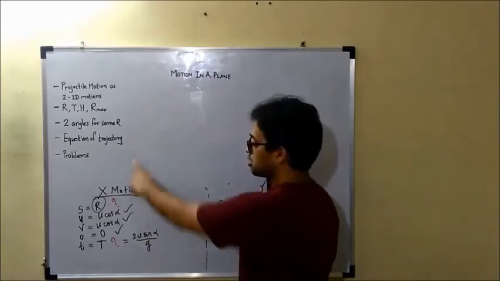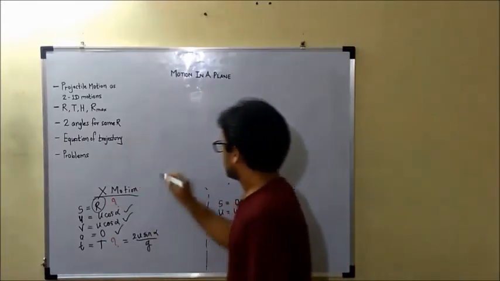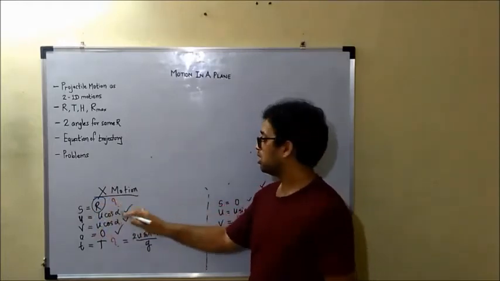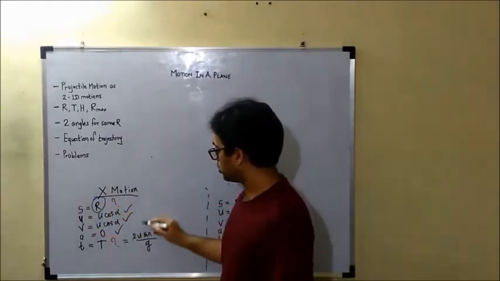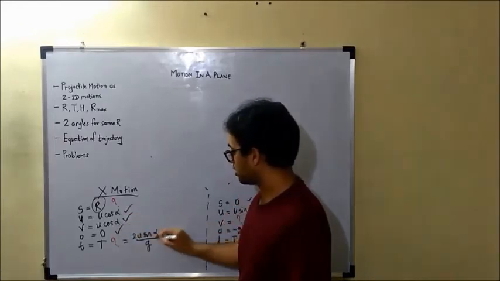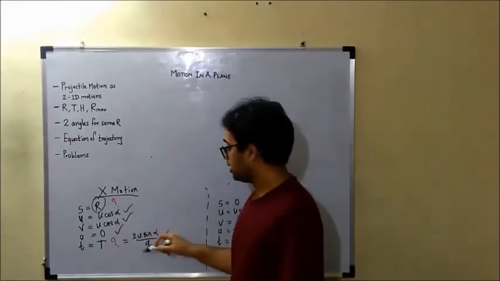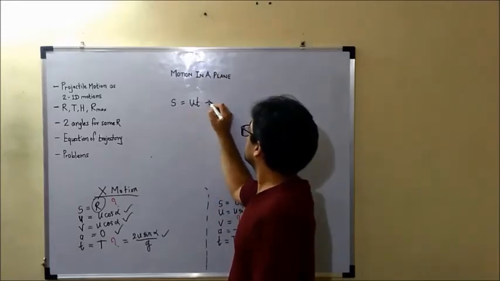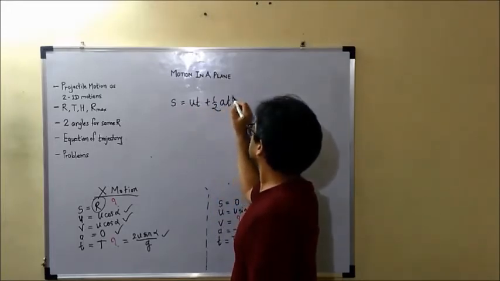So range, that is the total horizontal distance. Now for horizontal distance, you only need to analyze this side, x motion, right? So which equation can I put now? This is one known thing, this is another known thing, this is another known thing, right? So I can write probably s is equal to ut plus half at square.